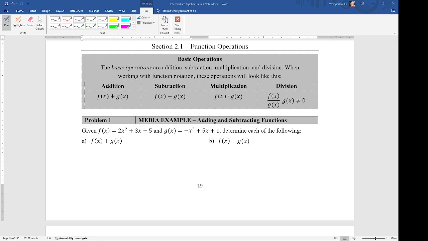In Lesson 2, we are performing operations on functions. We're going to be adding, subtracting, multiplying, and dividing these functions.